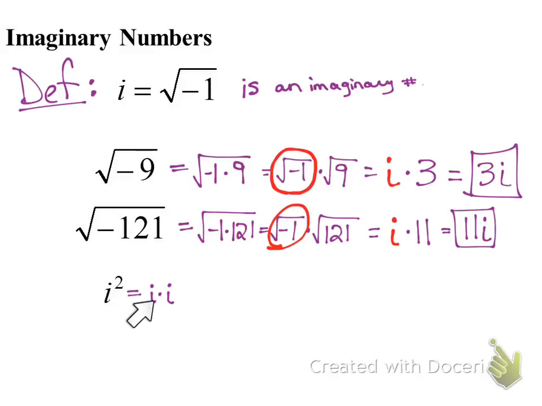So i squared can be broken up into i times i, which is square root of -1 times the square root of -1. So hold on real fast. Square root of -1, quantity squared, these operations undo each other, and we're left with -1.